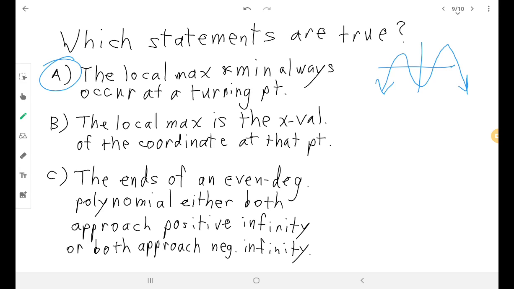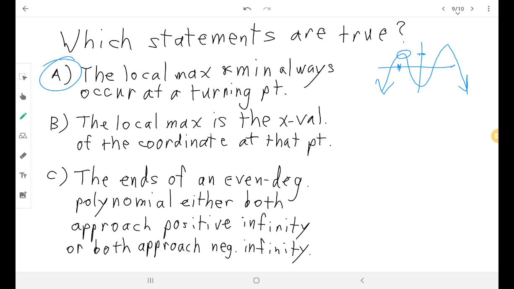Let's look at what B says. The local max is the x value of the coordinate at that point. So going back to our little drawing here in the corner, this is a question of how do we name it. If I ask you what is the local max at, would you talk about the x value or would you talk about the y value for this point?